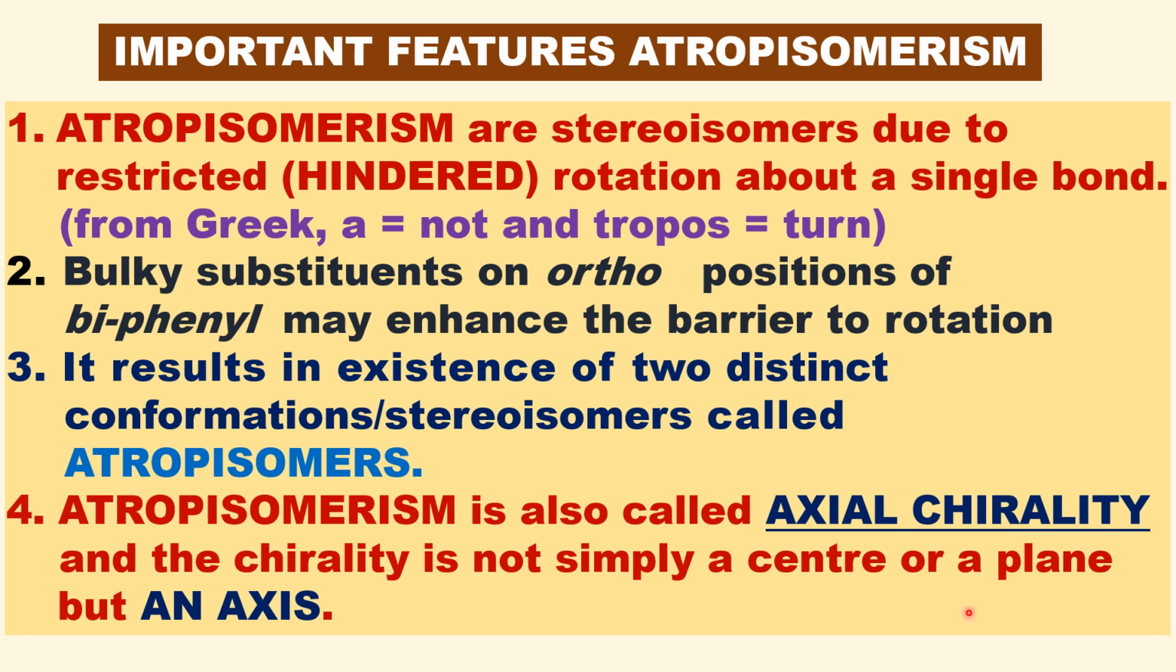For example, tartaric acid has a plane of symmetry in some forms; here, it does not have a plane of symmetry. As a result, they exhibit optical activity. Here, it lacks axial symmetry, so it is called axial chirality. The chirality is not simply due to a point or plane, but due to an axis. So it is called an axial chiral molecule.